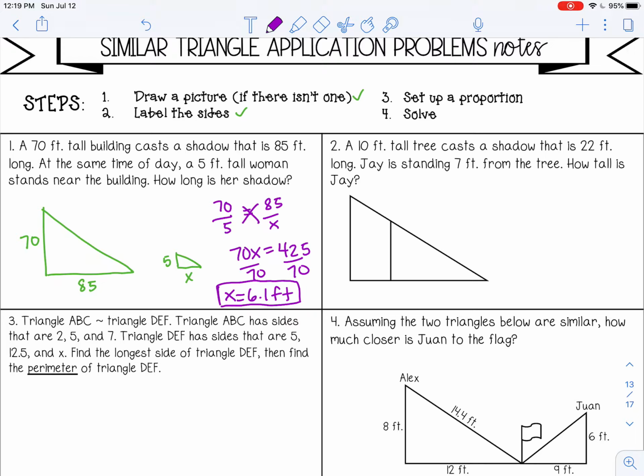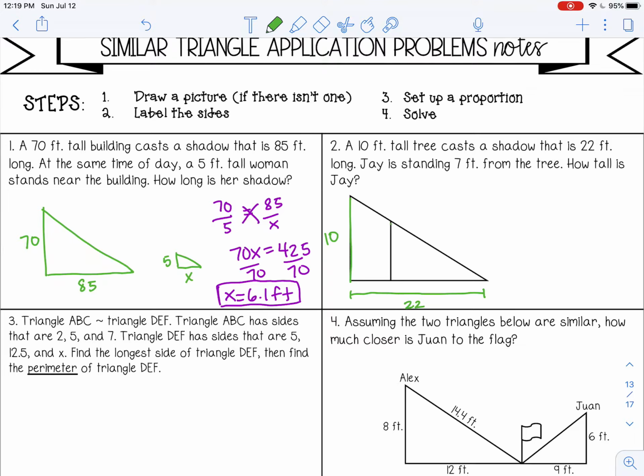All right, next example. A 10-foot tall tree casts a shadow that is 22 feet long. J is standing 7 feet from the tree. How tall is J? Okay, so you have a diagram drawn out for you, so we're done with the first step. We just need to label the sides. So this would be the tree, because the tree is definitely going to be taller than J if it's 10 feet tall. And this whole bottom would be the tree's shadow, so 22 feet.